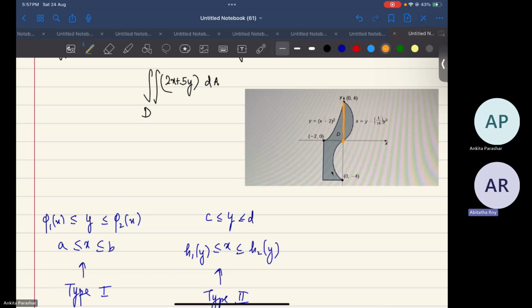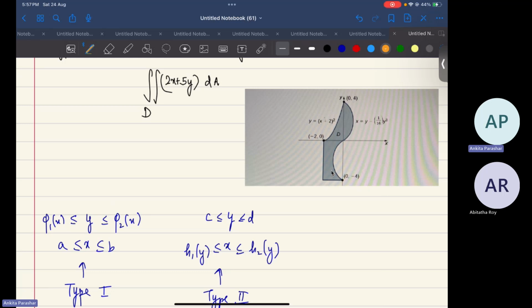How do we express y equal to (x plus 2) whole square in terms of x? That's where I'm getting stuck. Sorry, can you repeat? We have one curve as y equal to (x plus 2) whole square. If we take a partition from y equal to 0 to y equal to 4 and consider both of these curves, then one curve is x equal to y minus 1 by 16 y cube. That's okay. But then we also have to express the other curve in terms of x. And that's where I'm getting stuck.